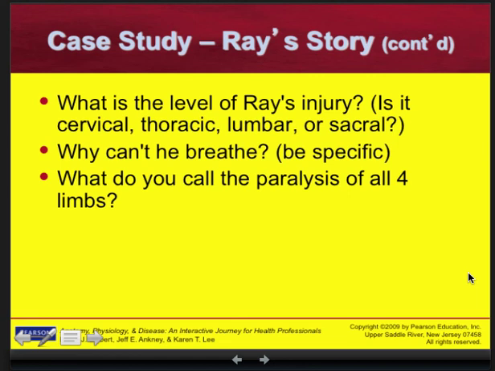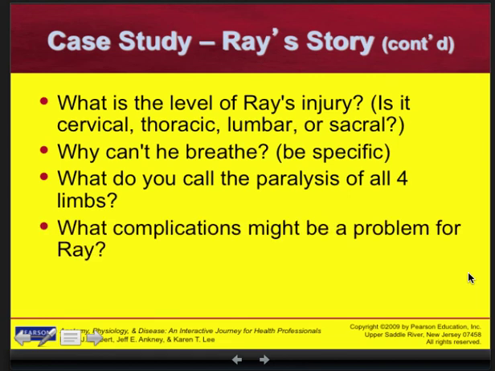What do you call paralysis of all four limbs? That is a quadriplegic individual. And what complications might be a problem for Ray? Anything that has to do with spinal cord reflexes. These include urination, defecation, breathing, all these things. And so Ray is going to have to be tended to. He's incapable of movement, so he's going to have to be turned in order to avoid pressure sores because he cannot initiate voluntary movement. He'll have to be changed, and he'll have to be on a ventilator for the rest of his life.